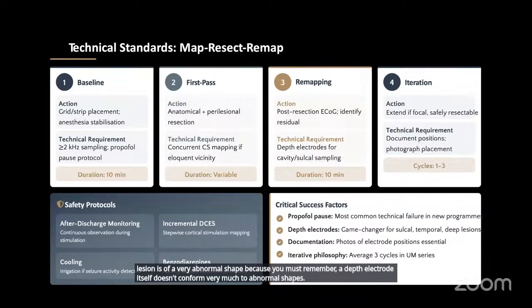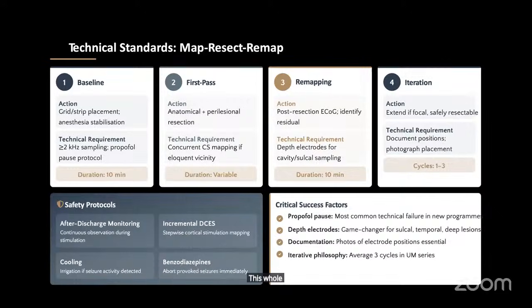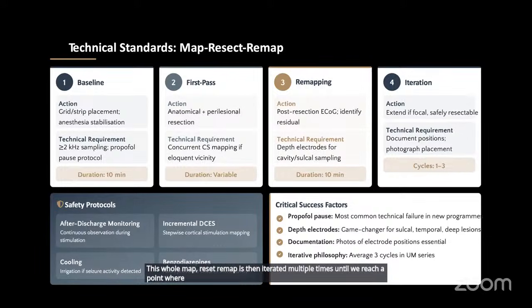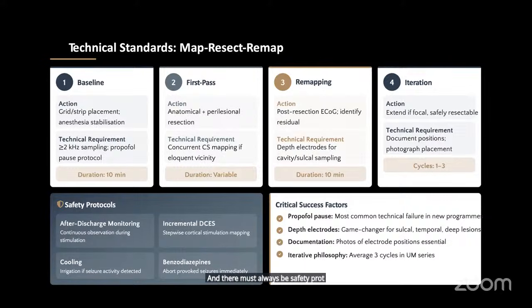This whole map, resect, remap is then iterated multiple times until we reach a point where there is electrophysiological quiescence. And this may be as simple as a single cycle to, I have done up to about 8 to 9 cycles if necessary. And there must always be safety protocols, including after-discharge monitoring, because we are constantly stimulating patients.